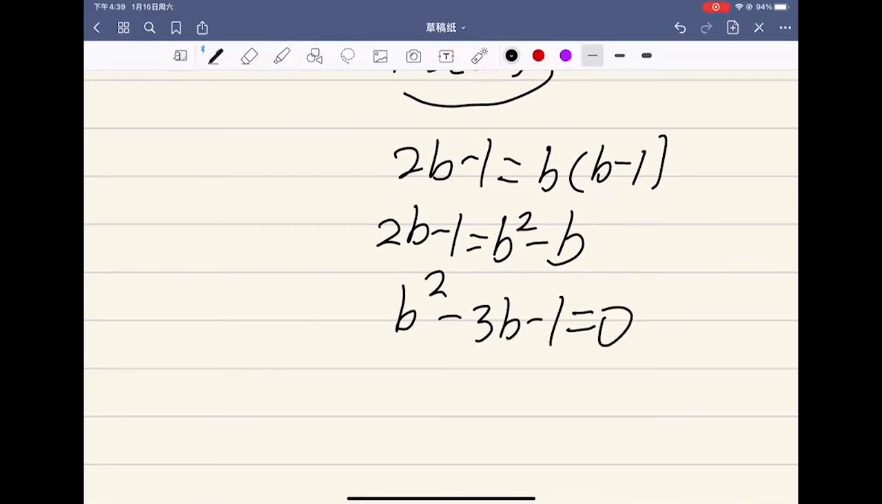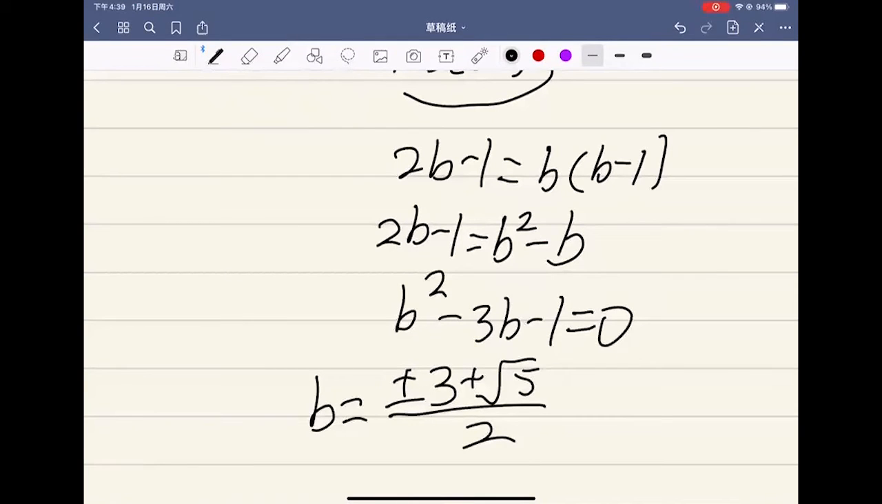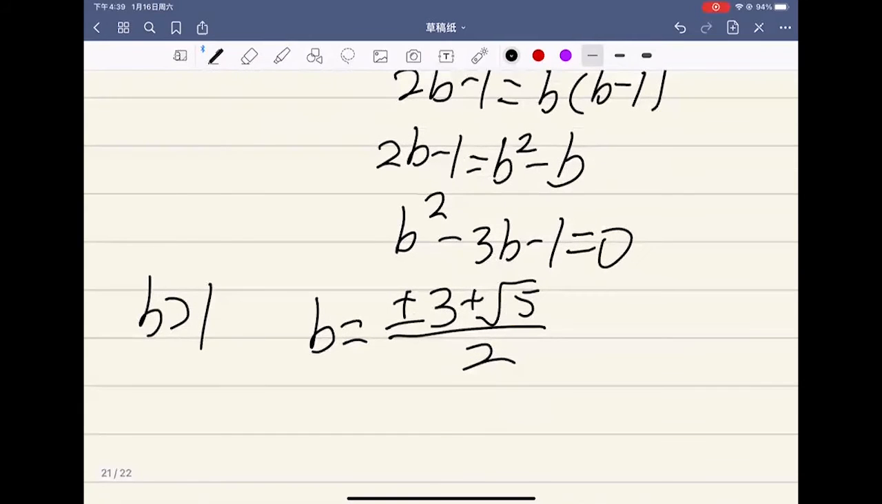So we use the formula, we can get, wait, I don't know why I got different. Oh, I got the value for b, not for a. Did you get the value for a? Yeah, that's why it looks a little different. Since b is greater than 1, it's not going to be negative 3 plus root 5. So it's only going to be positive 3 plus root 5 divided by 2.